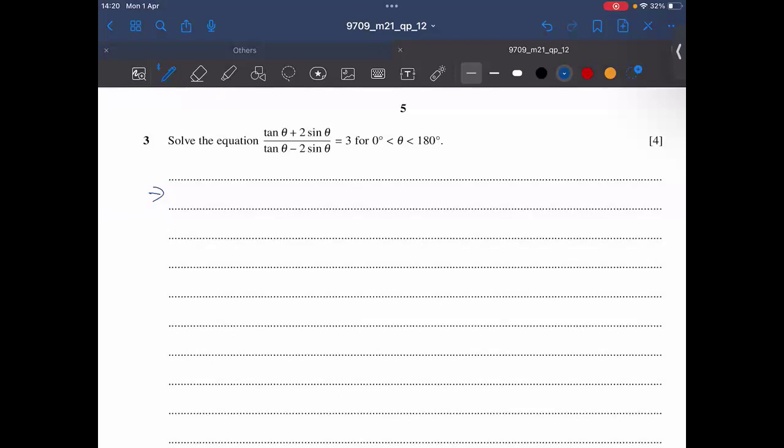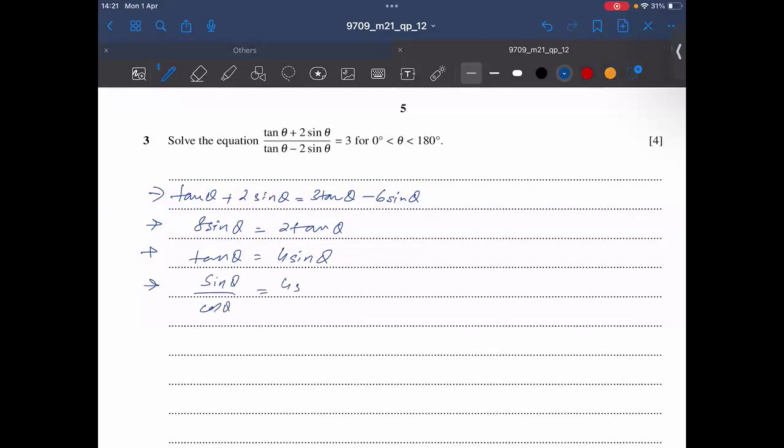So we will multiply the denominator with 3 first. Okay, tan theta plus 2 sin theta equals to 3 tan theta and 6 sin theta. All right, yeah. And then we will take like terms to one side. Okay, 8 sin theta equals to 2 tan theta. Then we're gonna have tan theta equals to 4 sin theta. All right, and then we're gonna have sin theta over cos theta equals to 4 sin theta. And then I'm gonna have sin theta equals to 4 sin theta cos theta.